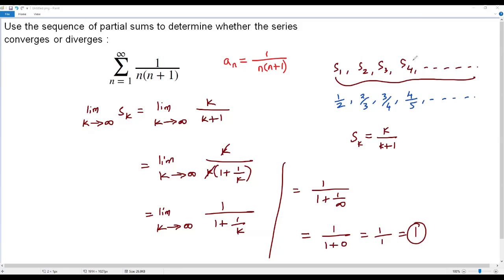Since the sequence of partial sums converges to 1, the given infinite series also will converge, and it will converge to the same value to which the sequence of partial sums converges. Therefore, the value of the given infinite series equals 1.